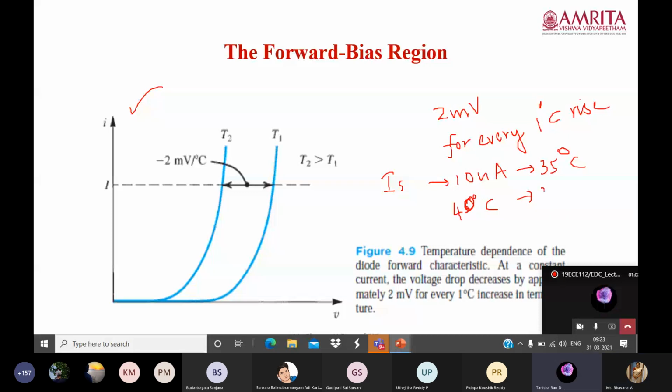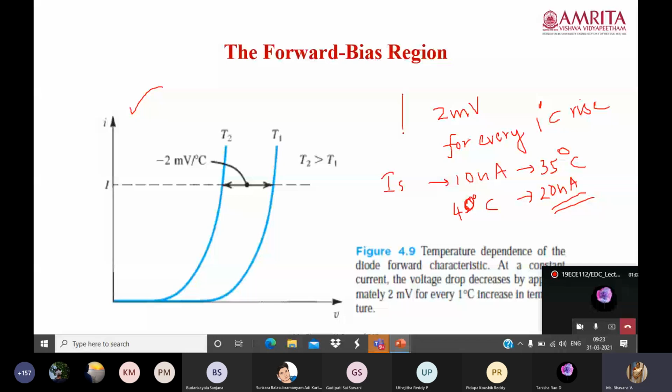20, ma'am. You know what is meant by doubling, right? Students used to square it and write, I have observed that. Doubling means you have to multiply it by 2. So IS doubles for every 5 degrees Celsius rise in temperature in the forward bias region. At 35 degrees Celsius it is 10 nanoamperes, so at 40 degrees Celsius it will be double, 10 multiplied by 2, which is 20 nanoamperes. But still students square it and write it. It's wrong. Doubling means multiplied by 2.